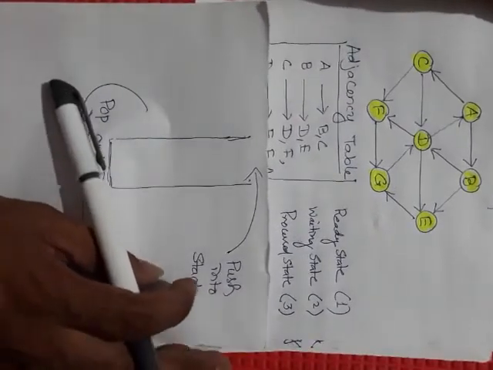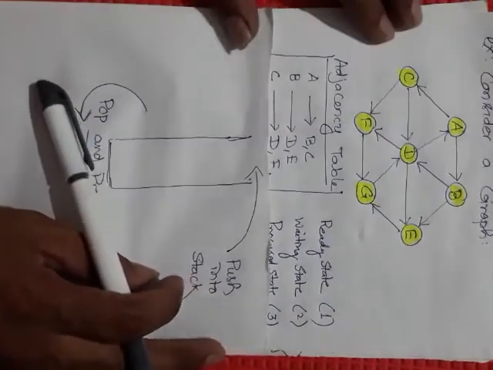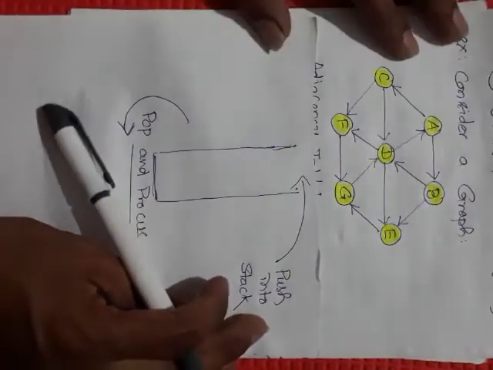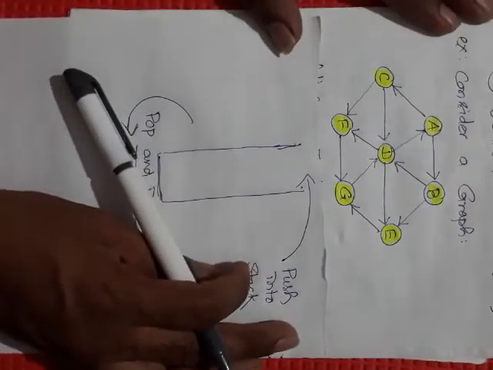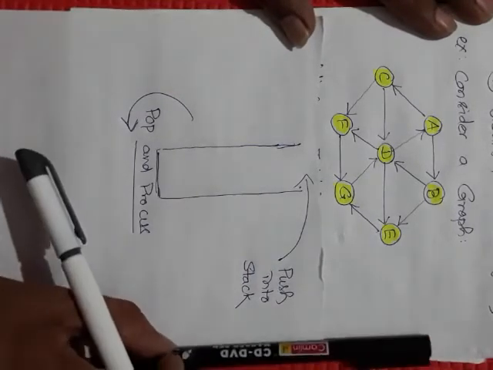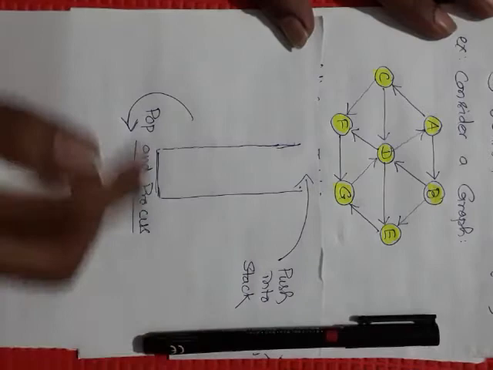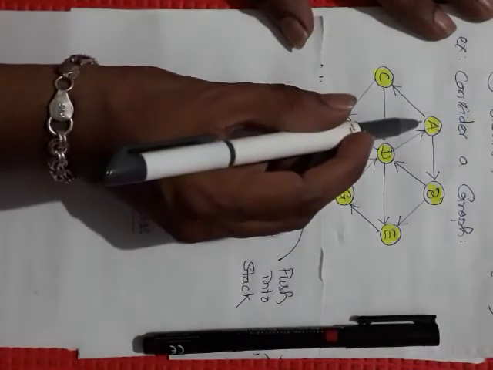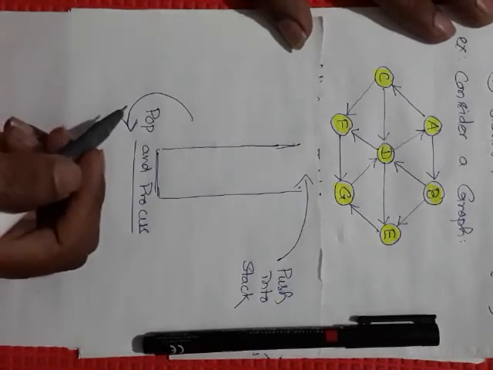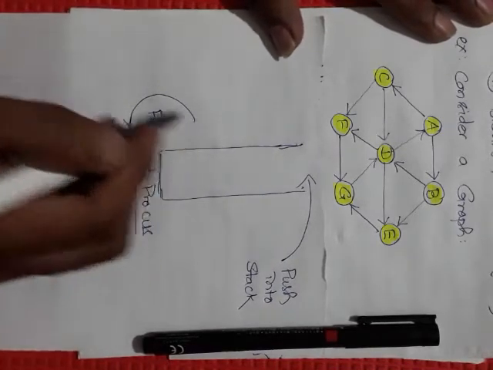Okay, now see, this is my graph, and for this graph we have a stack. Now in this particular stack, if I execute, you can consider any node as the first node. Let us say I consider the node A as the first node. So by considering the node A as the first node, let us push it into the stack.